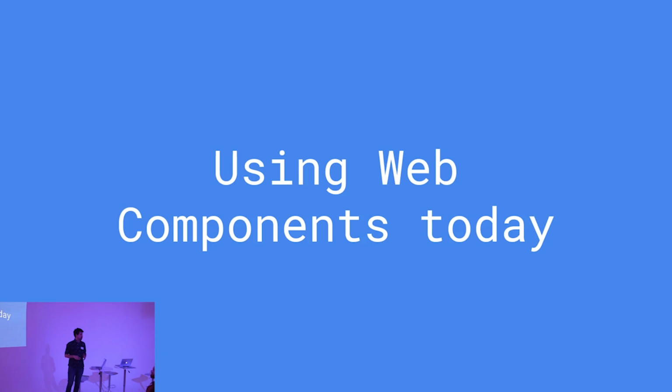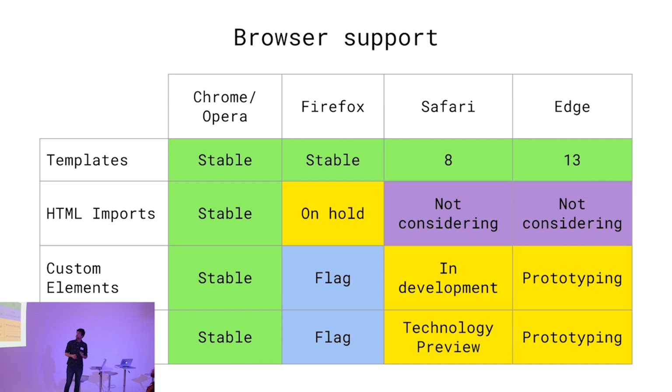So how can we use web components today? Unfortunately, the browser support isn't very broad, apart from Chrome and Opera, which, well, Opera uses Chromium. Chrome is the main company behind pushing web components, so they're implementing all of them. Templates, being the only standard that actually has a specification, is implemented by all the vendors.